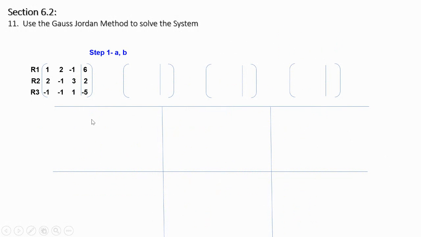Okay, now let's do one together. Just kind of quick, right? So again, step 1, we want to make the 2 and the negative 1 zeros, right? So row 2's got to change, and row 3's got to change.